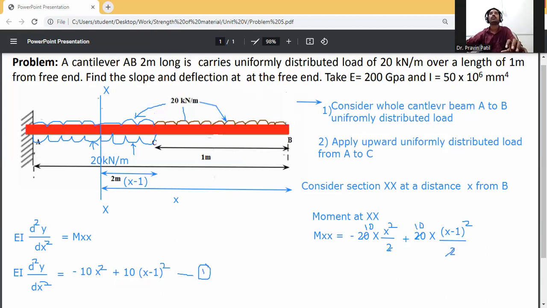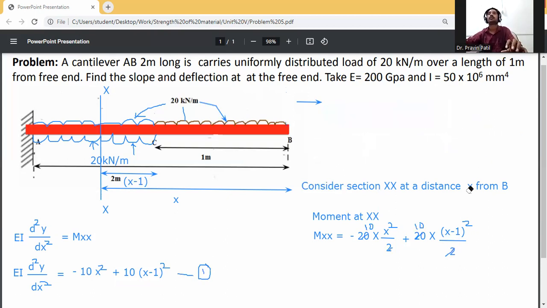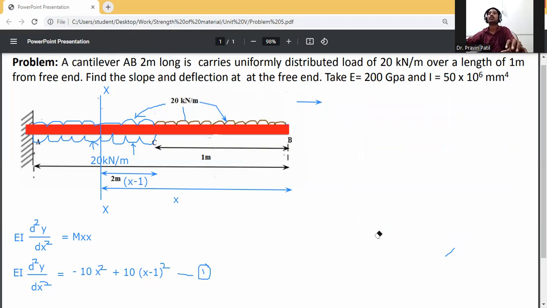So integrate equation 1 with respect to x.